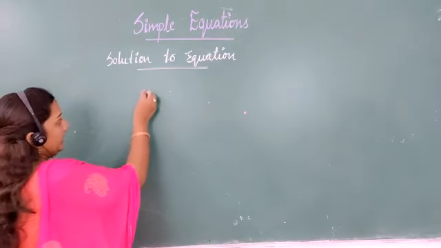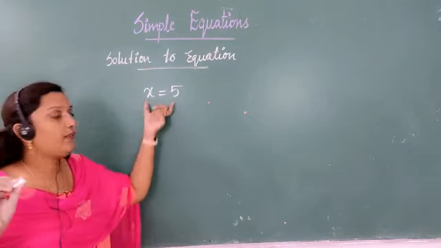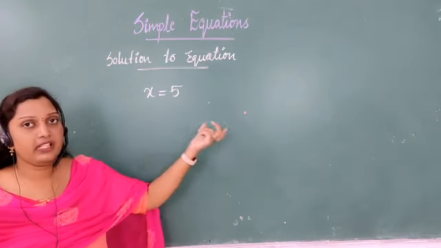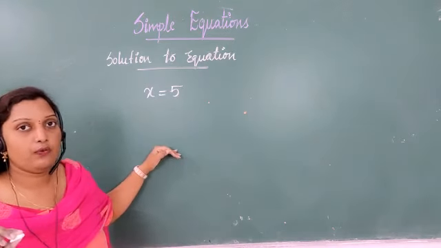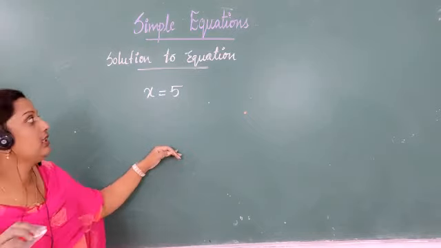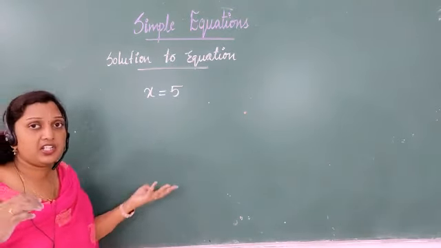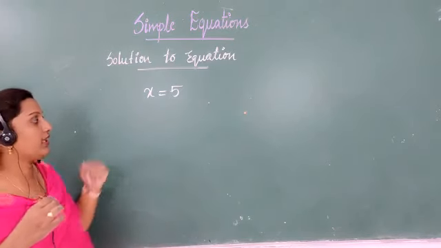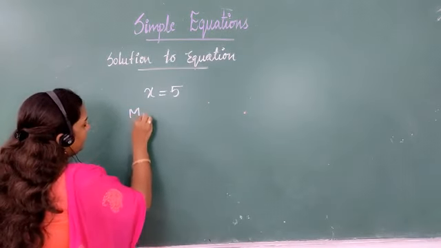Suppose take x is equals to 5. This is the solution. For this x is equals to 5, you can frame any number of equations, but you have to do certain operations here to form an equation. So first I will perform any of the operations, either addition, division, subtraction, multiplication, anything I can perform here. First I will multiply 3 on both the sides.